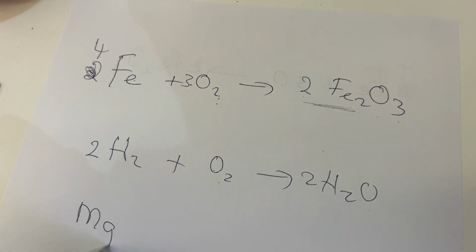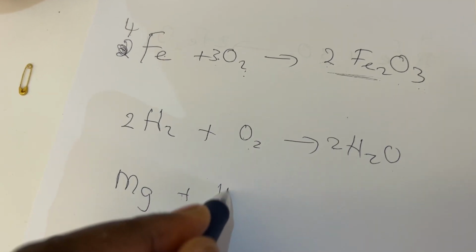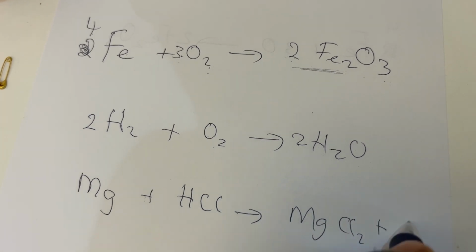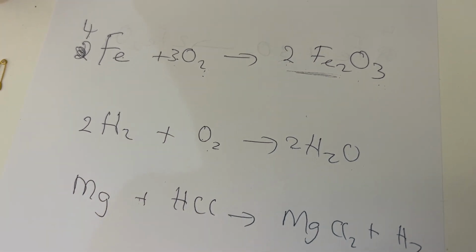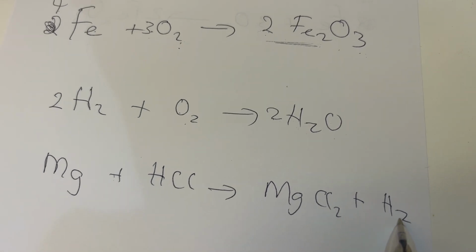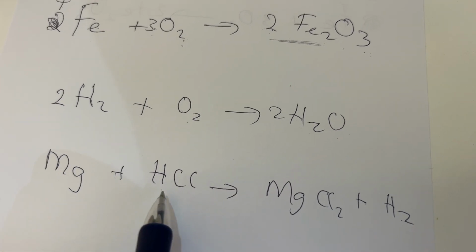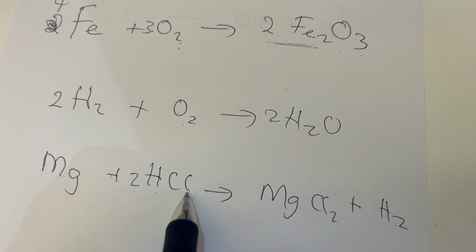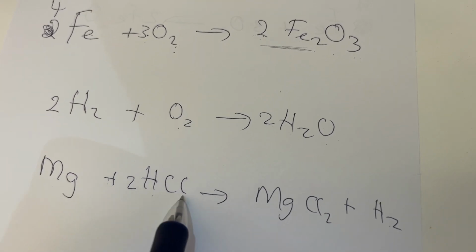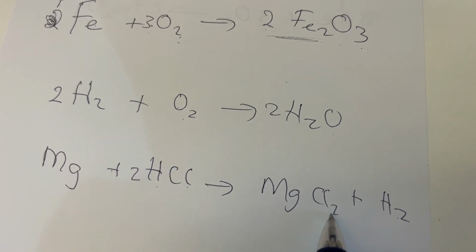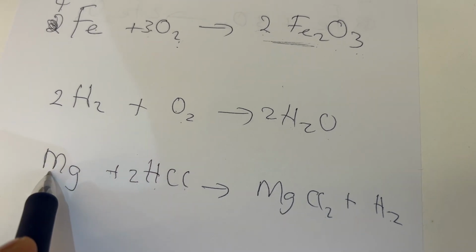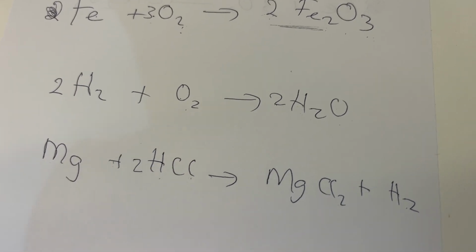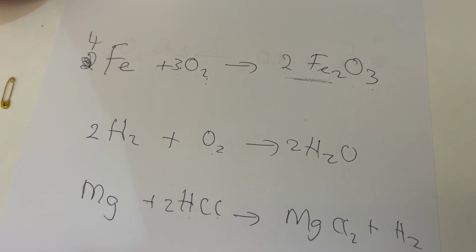I can have magnesium plus hydrochloric acid, and then I have magnesium chloride plus hydrogen. Initially, my problem is that I have 2 hydrogens here and I have 1 there. So I have to come to this side, put a 2 here so that the hydrogens are okay. And if we check, the number of chlorines are now 2, number of chlorines 2 there, magnesium 1, and then 1 hydrogen.